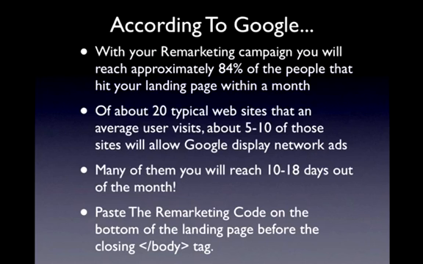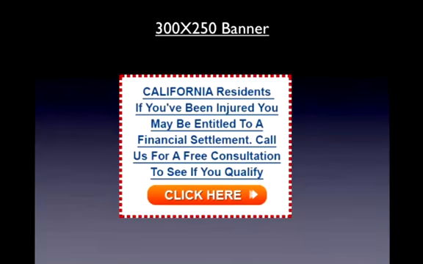It's very, very simple and straightforward. You're just putting a code on a landing page before the closing body tag, okay? And again, here are the banners that I would recommend you use. The 300 banner and the 728 by 90 banner. You already have the templates for these banners. So those are the banners that I would recommend you use in your remarketing campaign.